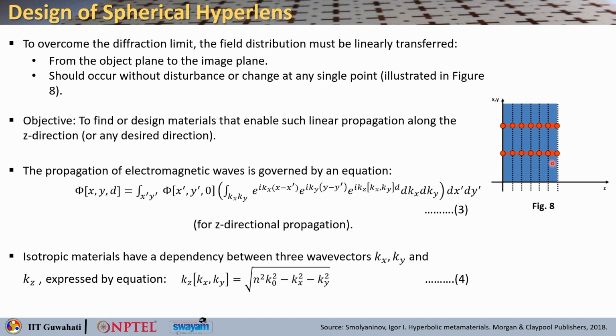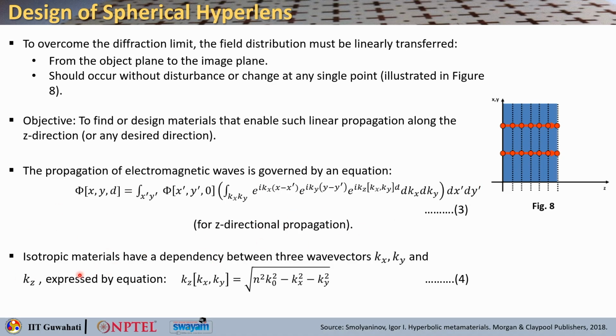And in this case, the propagation of the electromagnetic wave will be governed by this particular equation. So, phi(x,y,d) will be the integration over x prime, y prime of phi(x prime, y prime, 0) times the integration over kx, ky of e to the power i kx (x minus x bar) e to the power i ky (y minus y bar) e to the power i kz(kx,ky) times d, dkx dky, and then finally you have this integration, that is dx bar dy bar. So, this is for the z directional propagation.